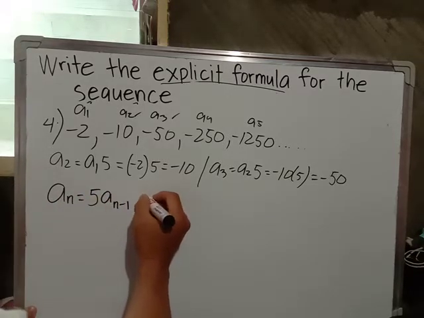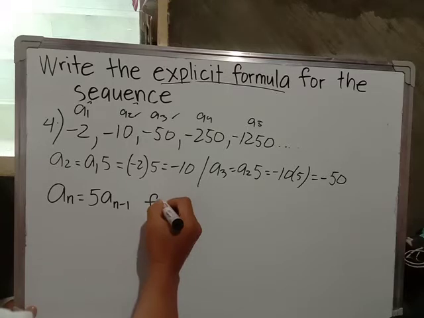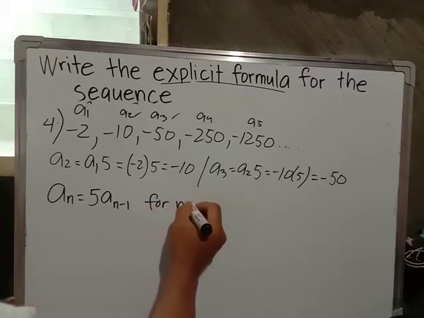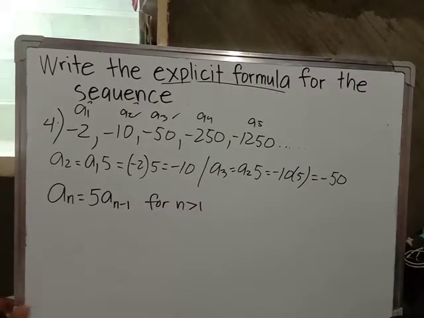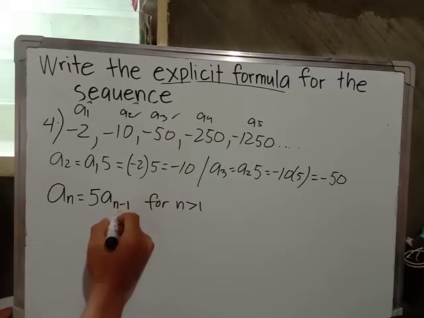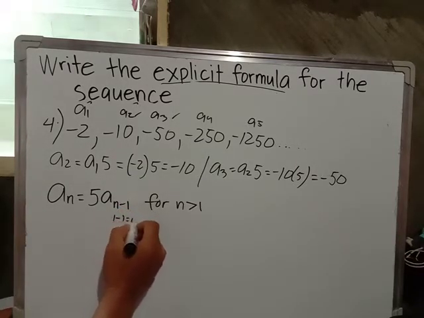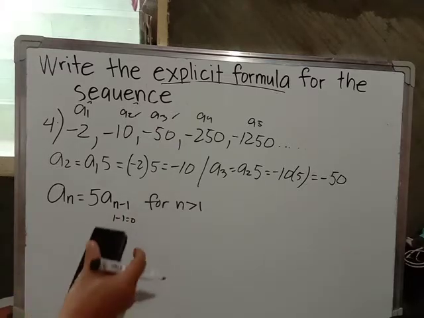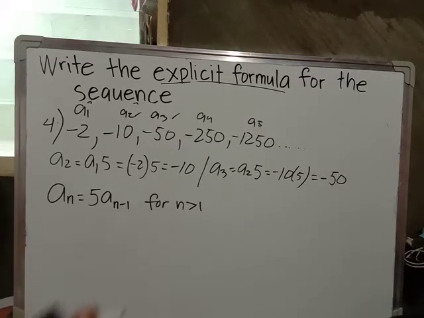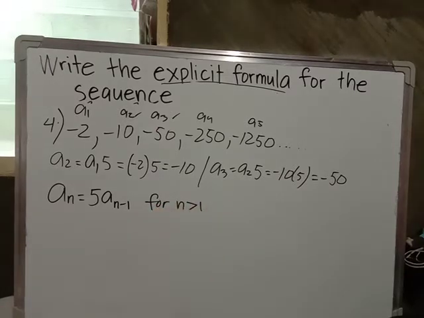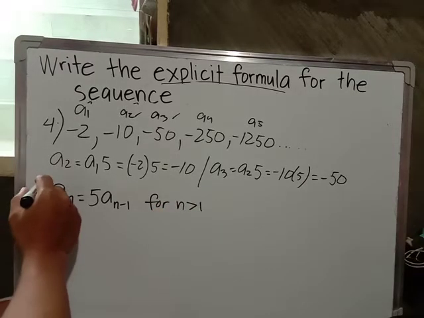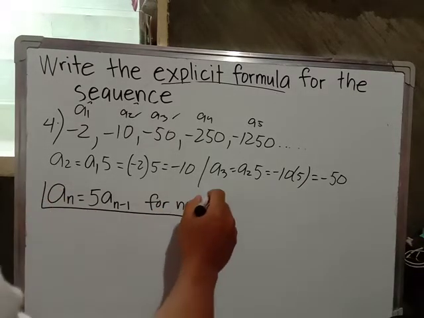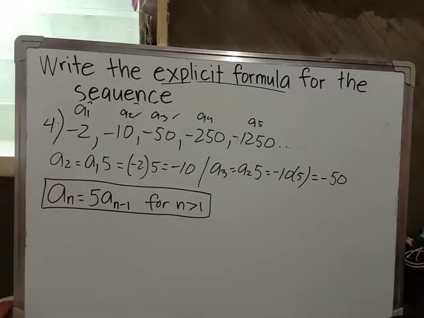For condition naman, for n is greater than 1. Siyempre, pag si n is 1, magiging 1 minus 1 tayo, so 0. So, ganyan na, hindi siya pwede. Kaya, maglagay tayo ng certain condition as n is greater than 1. So, ito ang magiging formula natin. Pwede yan siyang matawag na explicit, pwede rin recursive.